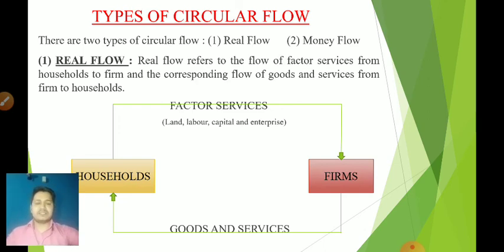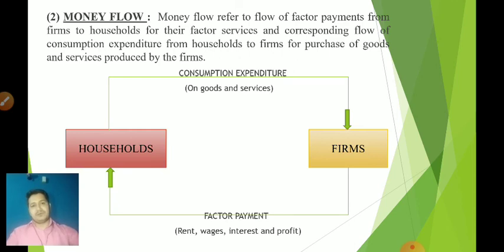Now move to our next concept, which is about money flow. Dear student, when money is involved in this process, it is simply known as money flow. Or you can say that money flow refers to the flow of factor payments from firm to household for their factor services, and the corresponding flow of consumption expenditure from household to firm for purchase of goods and services produced by the firm.